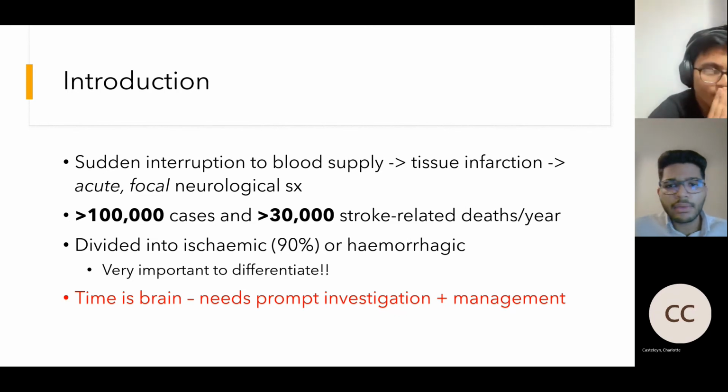Now, strokes can be of 2 varieties: ischemic, which is 90% of them, or hemorrhagic, so you can have bleeds in the brain. I'm going to focus mostly on ischemic strokes today. I do have a bit on hemorrhagic stroke. If I get to it, then we can talk about that. If not, then I'll cover it in another session.